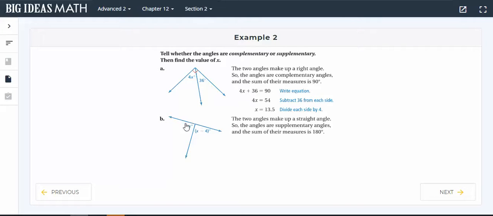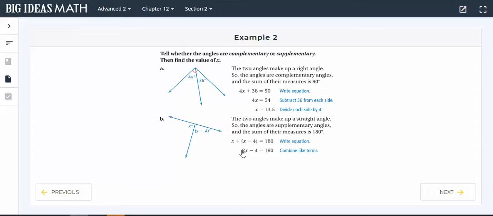These two form a straight line, so we know that they're supplementary because a straight line is 180 degrees. So because they're supplementary, we can add them together and equal 180. So we take my x plus my x minus 4 is going to equal 180. So now I can just drop the parentheses because it's adding, and so I'll have 2x minus 4 equals 180.